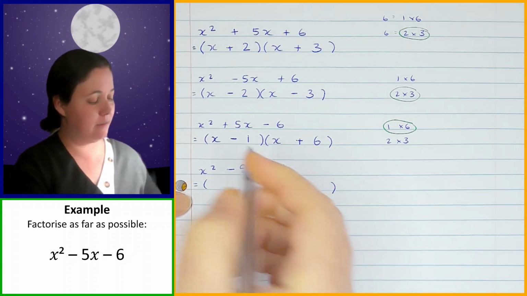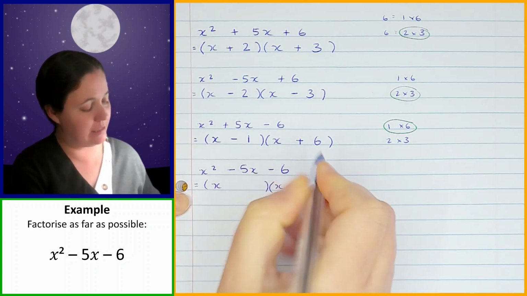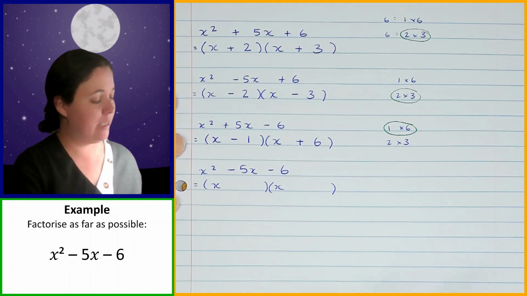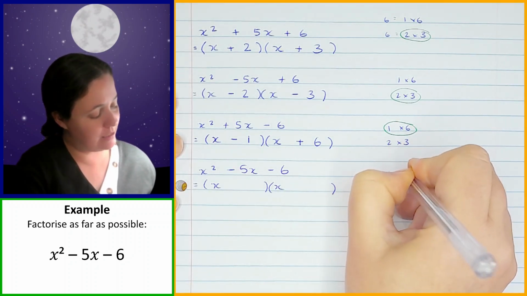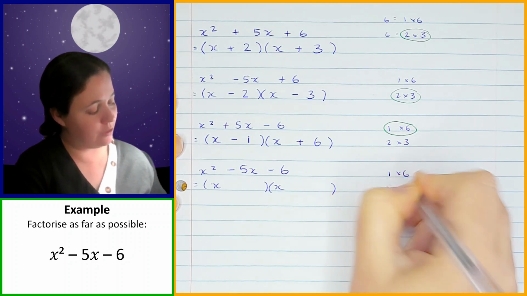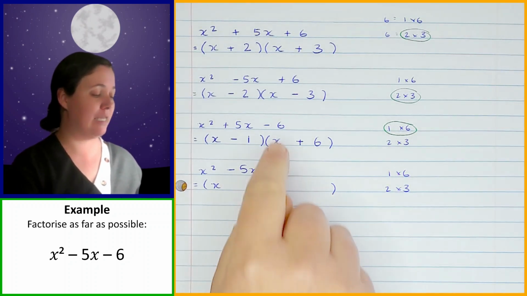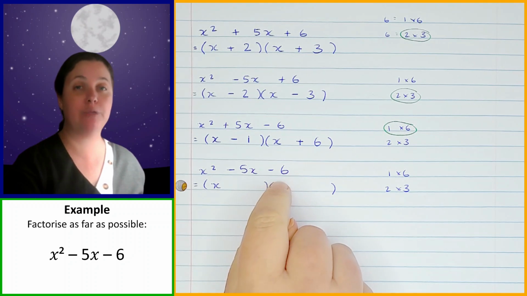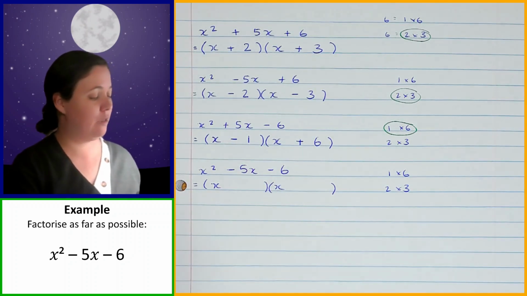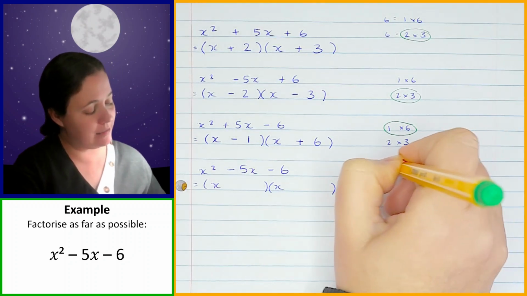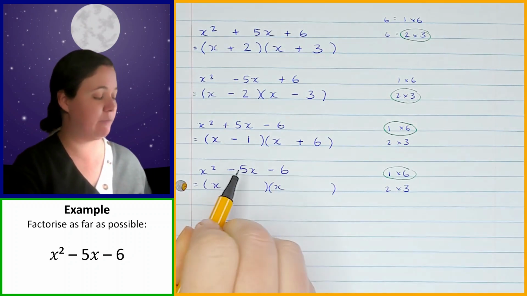I have x as the first term in each one, the same as the other examples that we did. And I'm going to find the factors of 6 again. So I've got 1 times 6 and 2 times 3. But this time, just like in the last one, it's negative 6. So I'm going to be subtracting the factors to get that middle term. So I'm going to have 1 and 6, because 6 minus 1 gives me 5.